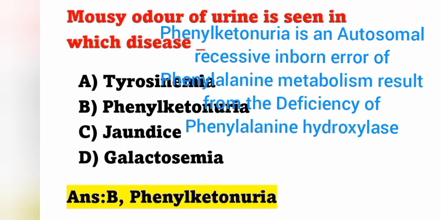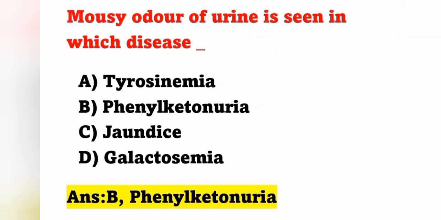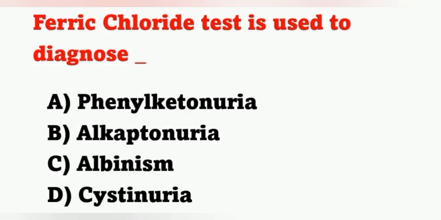Phenylketonuria is an autosomal recessive inborn error of metabolism. It is a disease present from birth that results from a deficiency of phenylalanine hydroxylase. So children with phenylketonuria are unable to break down the amino acid phenylalanine, which may result in mousy or musky odor of urine. Move on to the next question.